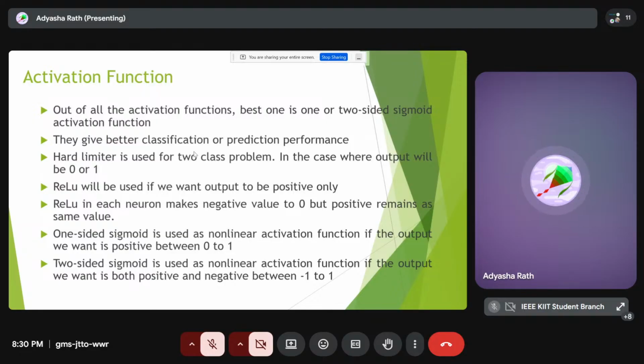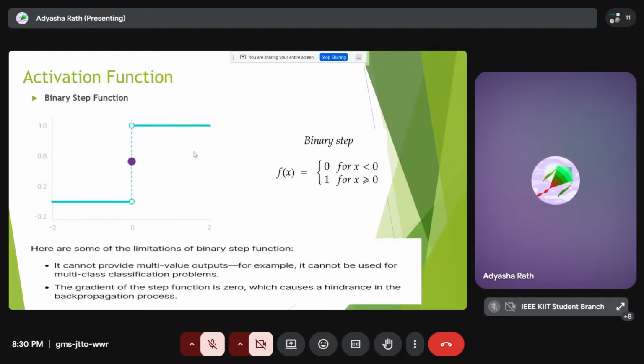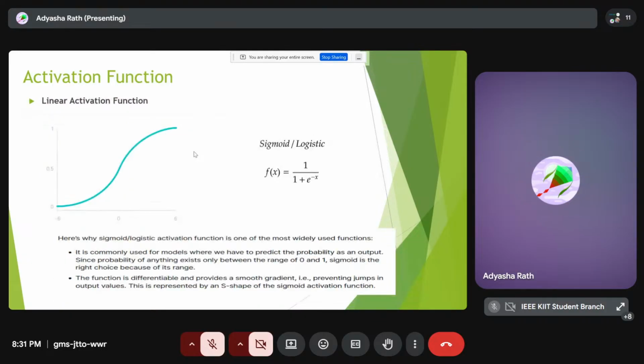And two-sided sigmoid is used as a nonlinear activation function if we want the output to be both positive and negative, that should be between -1 to +1. This is a representation of the binary step function, like f of x equal to 0 for x less than 0, and 1 when x is greater than 0.